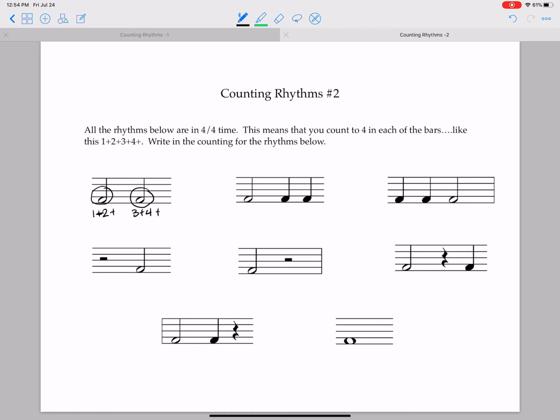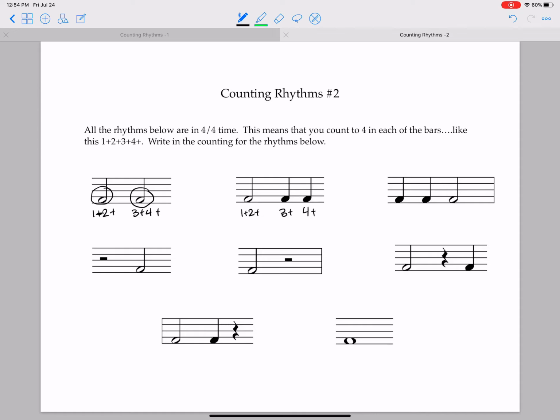Let's go on to our next rhythm here. We have a half note and then 2 quarter notes. Under our half note, we have 1 and 2 and. That gives us 2 beats. Now a quarter note, which is our next note, is 1 beat. So we write 3 and under there. And then we have another quarter note, which is 1 beat. So we write 4 and under there.